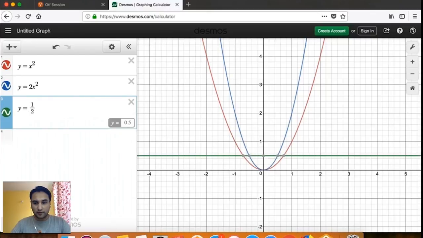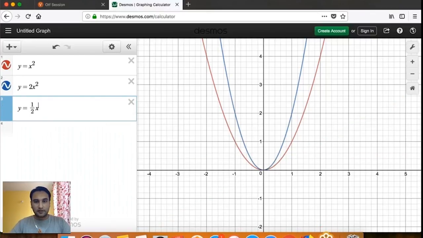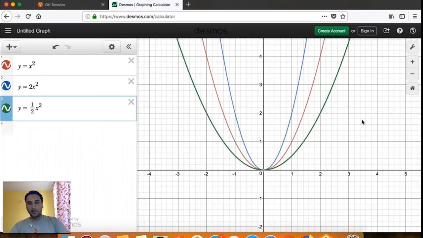Half times x square. See? Now let me explain. Your red graph is x square. When you multiplied x square by 2, what happened? All the corresponding values of y got multiplied by 2. So look at me in the video. Your graph actually got pulled up as if somebody nailed the graph at the origin. Imagine somebody nailed the graph at the origin, and now started pulling the graph up like this.